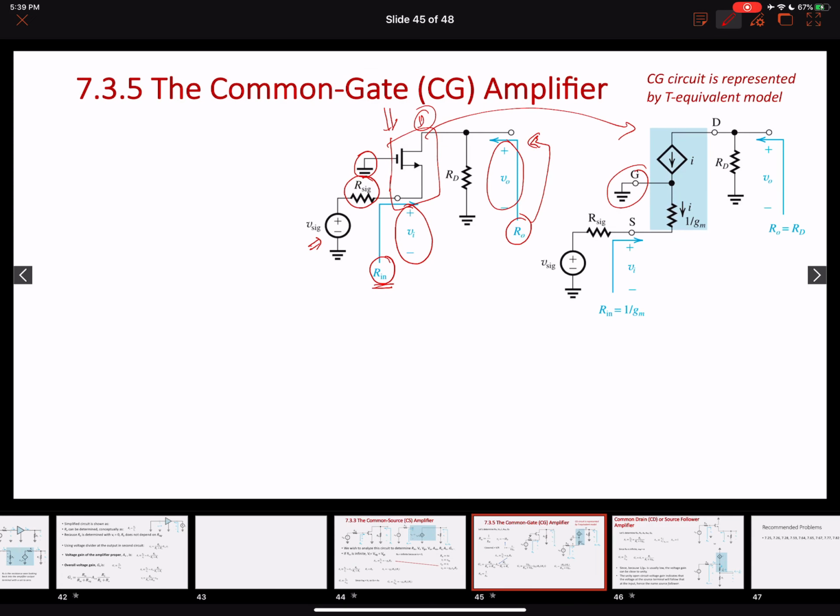Right, so I ended up doing exactly the same thing over here. We have a drain and we have a current source that is connected. The value is I. We are going to determine this value. And then we have a resistance, 1 over GM resistance, that is connected at the source terminal.